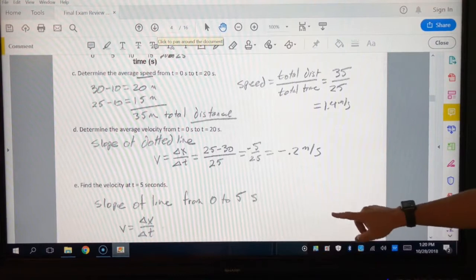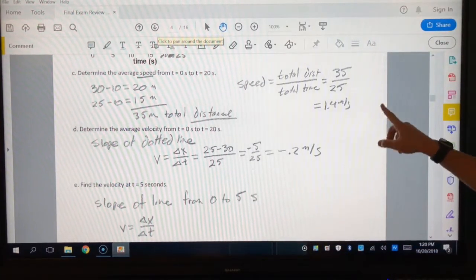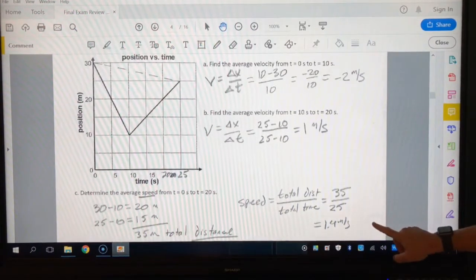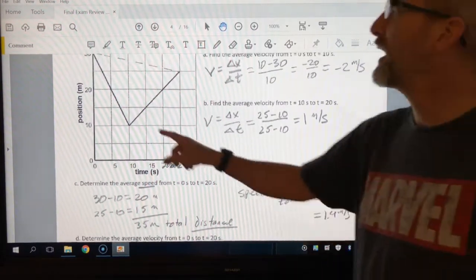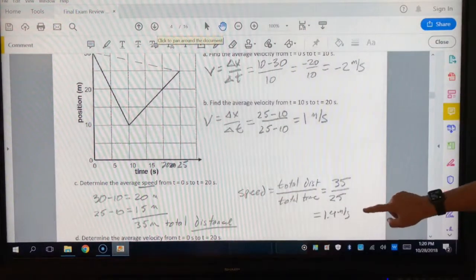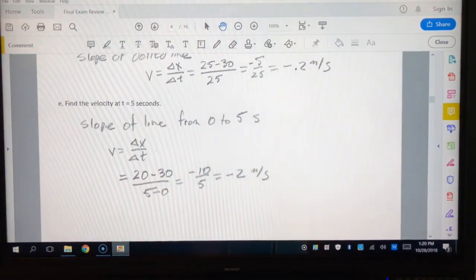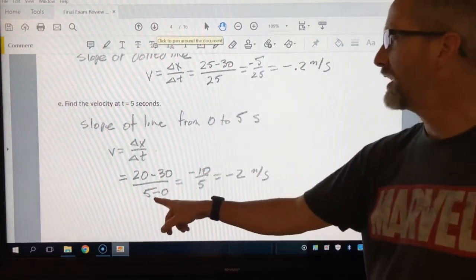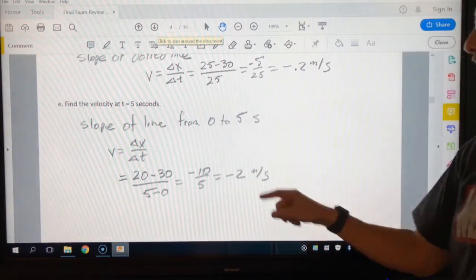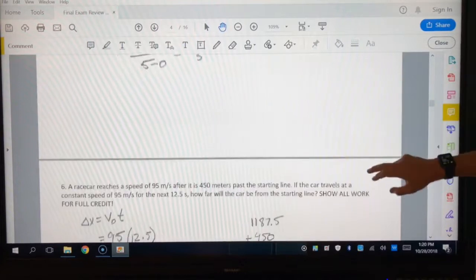To find the velocity at 5 seconds, we need to do the slope of the line from 0 to 5 seconds. So from 0 to 5 seconds, we actually have the slope of this line to find the velocity at that point. And that would be 20 minus 30 divided by 5 minus 0, and that gives us -2 meters per second. Let's go ahead and go to the next page.